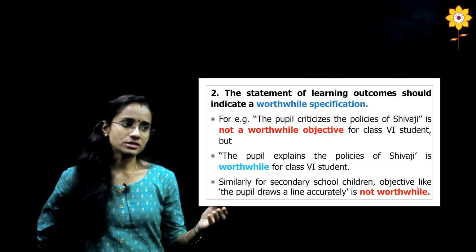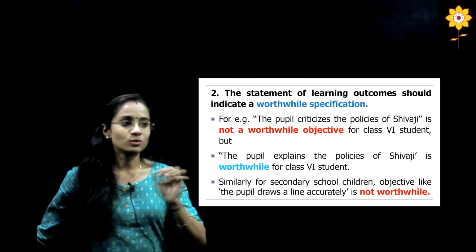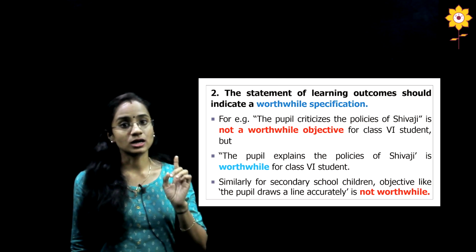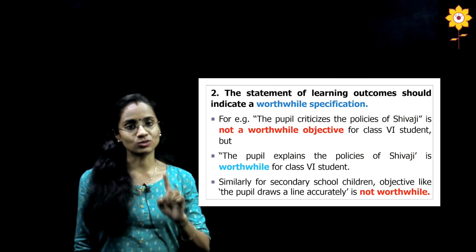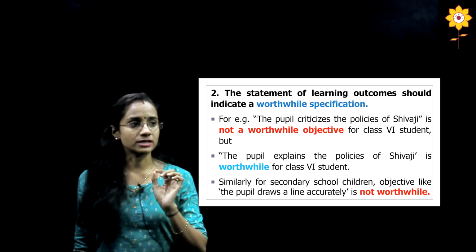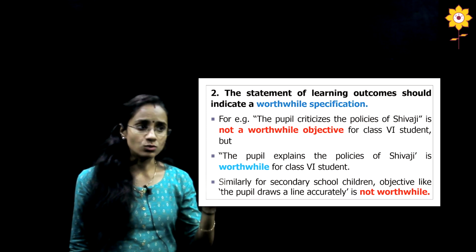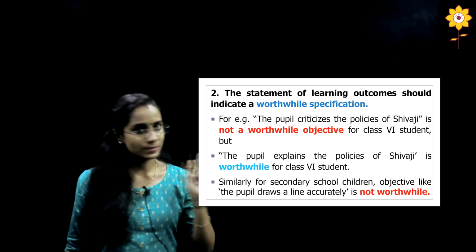Similarly, for secondary school sections, objectives like the pupil draws a line accurately. Now for them, that is also not a worthwhile objective. So I suppose the second criteria is clear. The statement of learning outcome should indicate a worthwhile specification.